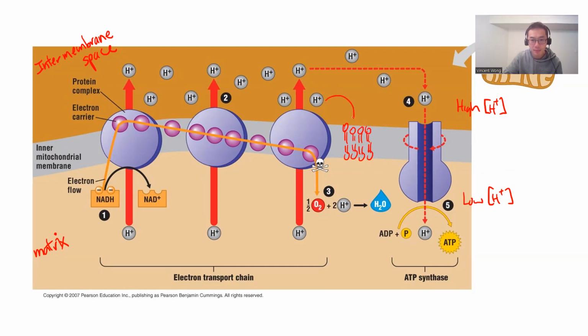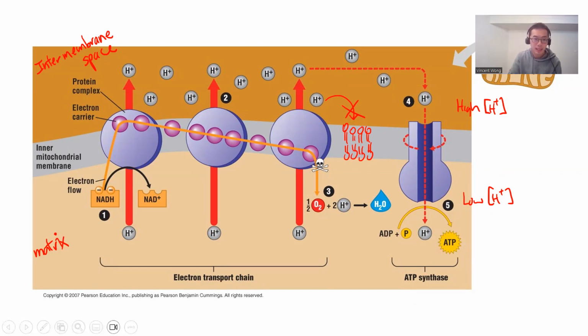So the H plus cannot go through, it's blocked. The only way for them to come back in is through this special doorknob protein called the ATP synthase, or ATPase for short. And as the H plus comes back in, it will turn the protein, it will turn the ATP synthase, and you're going to be able to generate ATP.